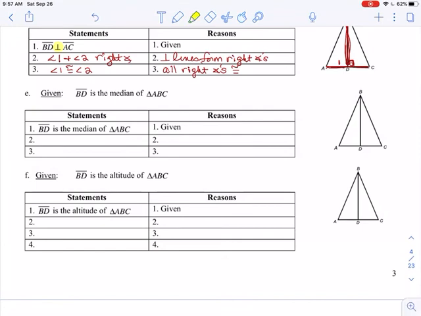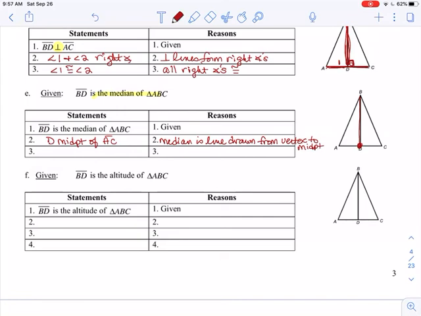All right. E, same exact picture, but now I'm telling you that BD is the median. If BD is the median, then that makes D the midpoint of AC. Why is it the midpoint of AC? Because the median is a line drawn from vertex to midpoint. Okay, so a median makes a midpoint.